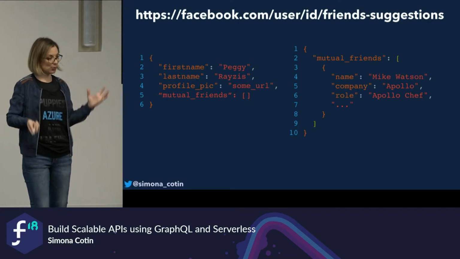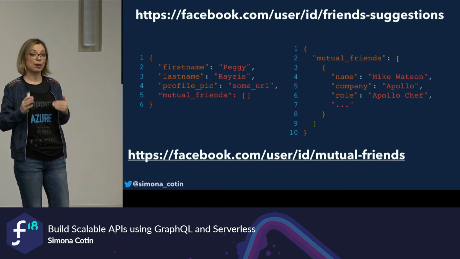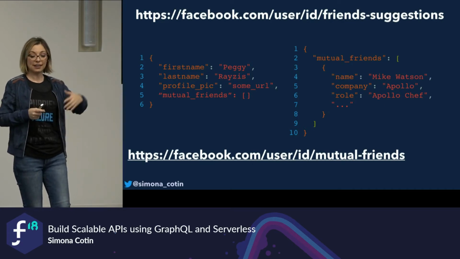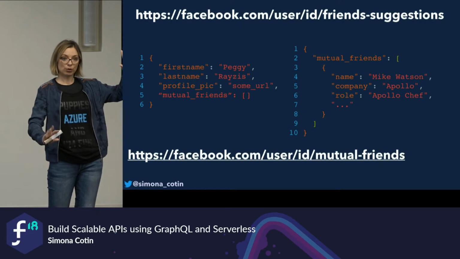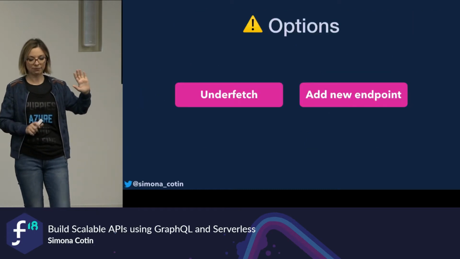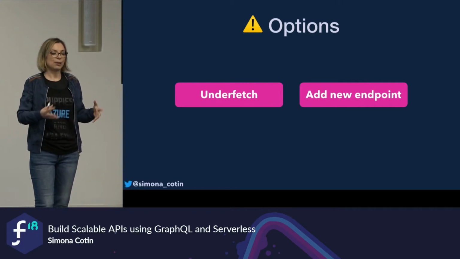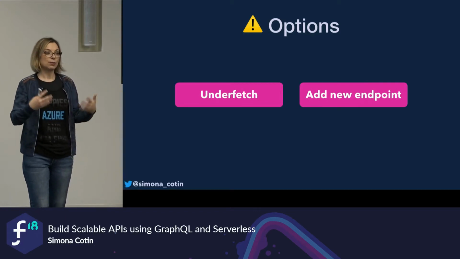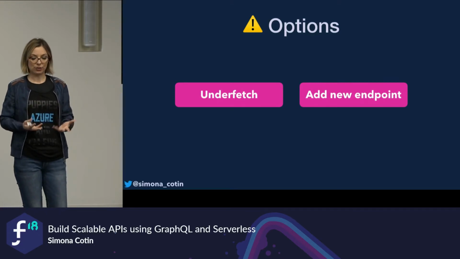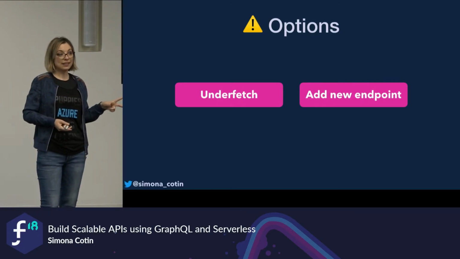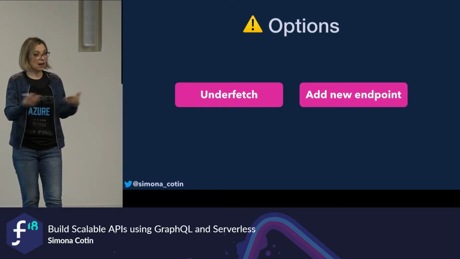But really what we needed here was both the first name and also the mutual friends. But now we need to make two different requests. We need to make a request with the suggested friend, and then we need to make a request for mutual friends. And that's two requests. That's not ideal either. And this is called underfetching, when we have to make multiple requests to be able to display valuable information.